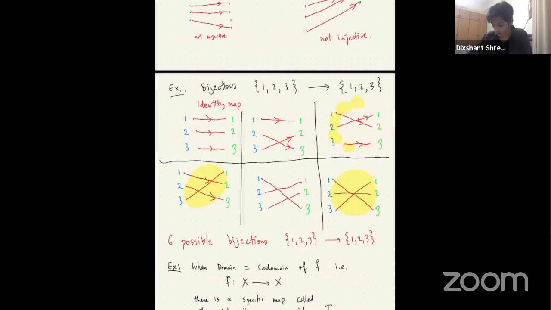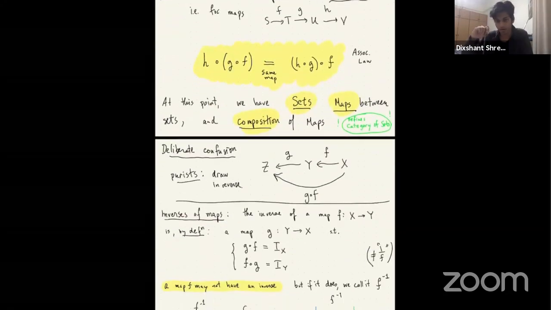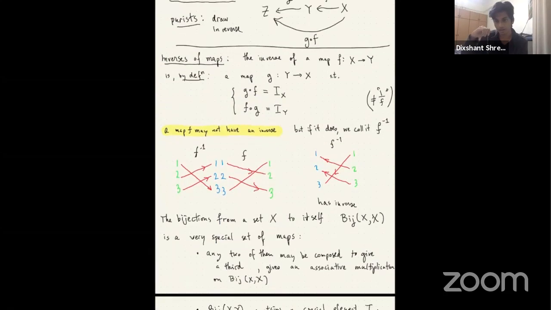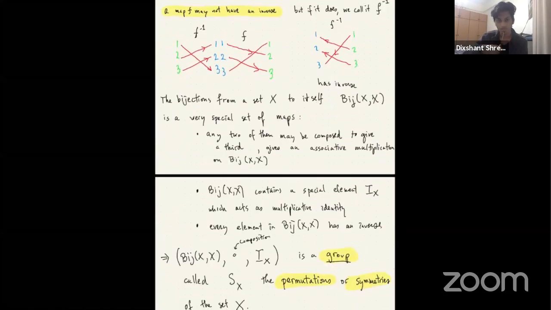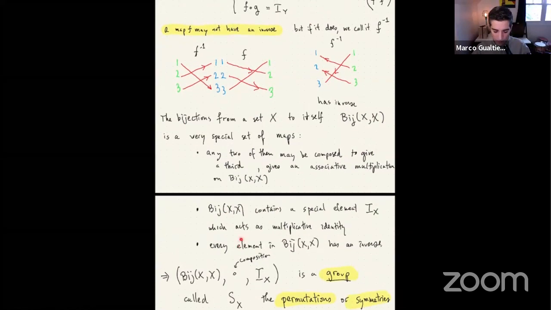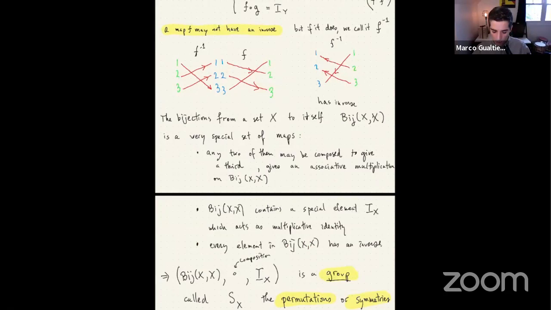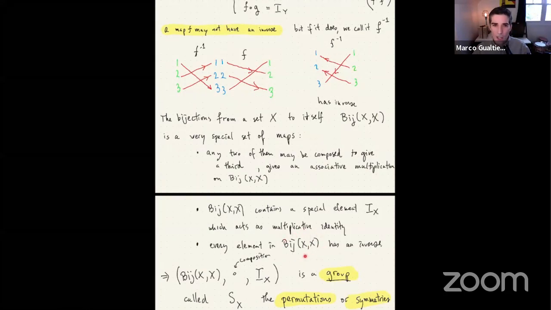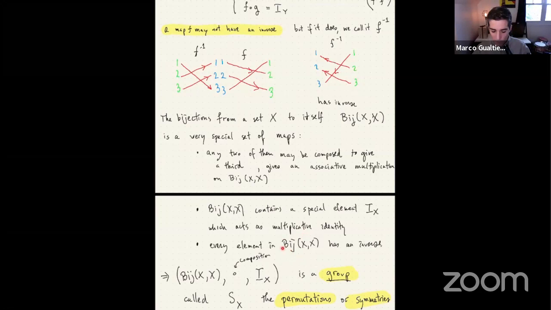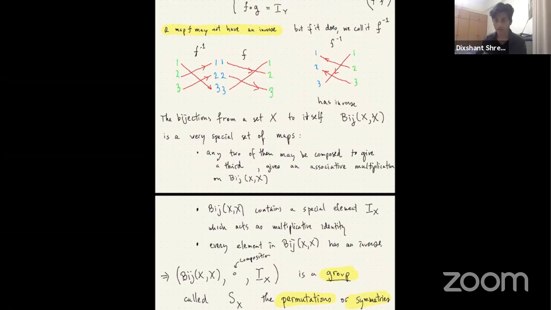Right, that clarifies it. And also, in the third bullet point, you said that every element in the bijection has an inverse. Do you mean every map has an inverse, or every element has an inverse? Every element of the set of bijections. So what is an element of the set of bijections? This is a set whose elements are bijections, maps. The elements of this set are maps. Okay. So every map in this set has an inverse map. Right, I understand. Thank you. Okay.